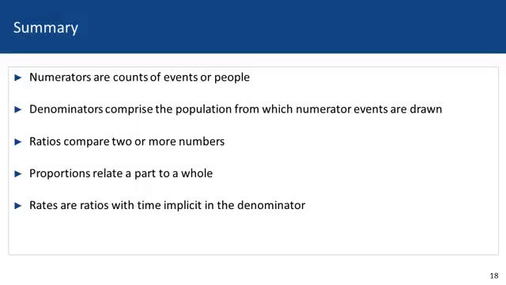So in summary, numerators are counts of events or people. Denominators comprise the population from which numerator events are drawn. Ratios compare two or more numbers, while proportions relate a part to a whole. And finally, rates are ratios with time implicit in the denominator.